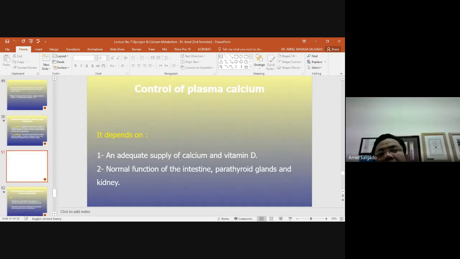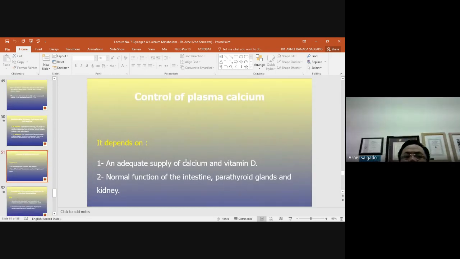Okay. Now, how do we control the plasma calcium, the calcium that is present in the blood? It depends on the following: an adequate supply of calcium and vitamin D. Vitamin D is needed in the metabolism of calcium. So the normal function of the intestines, and at the same time, it depends on our parathyroid glands and also on how we are releasing that in the kidney.